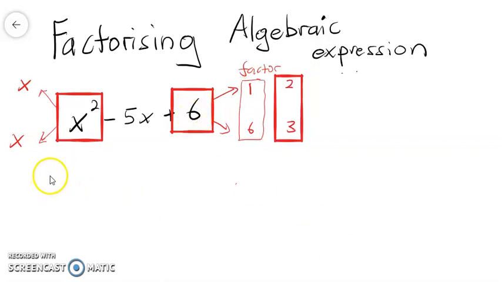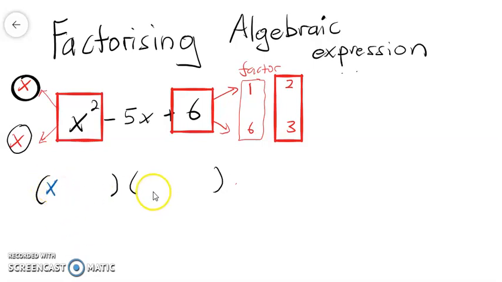Okay, now let us look at how we factorize this. These two answers, x and x, there is no change with this, right? So we just have to write it over here. Here's x and here's also x. Okay, now is the time to choose either the first pair or the second pair. Let us choose pair number 1.